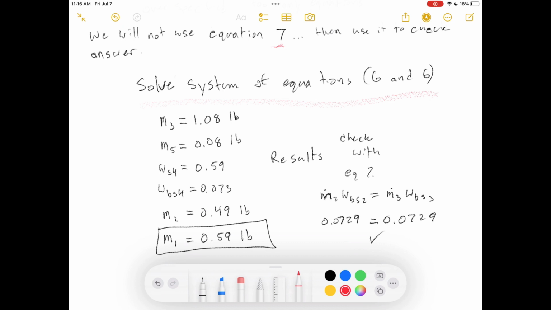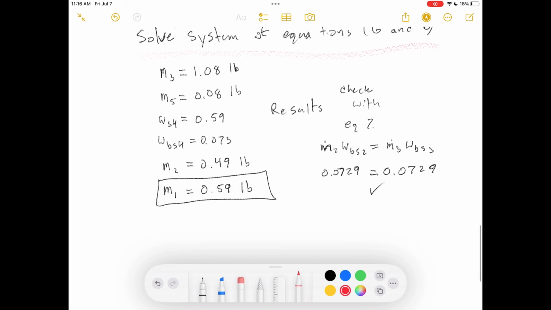You just set up your equations. I don't think I have to show you guys how to solve that. You can use a computer to solve that. You can use Excel. You can use a calculator. You can also just solve all of these equations one at a time using substitution as well. The answer to that system of equations is here. And then you can see I checked with equation number 7 here.